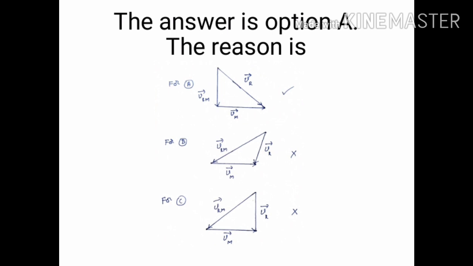But in the cases of options B and C, the velocity of rain and the velocity of man are taken in the similar way, with the final points coinciding and the initial points of VR bar and VM bar joined. Then we get VRM bar. Compulsorily, the VRM bar direction is not vertical; it is slantwise. So for that reason, we say that option A is the correct one.